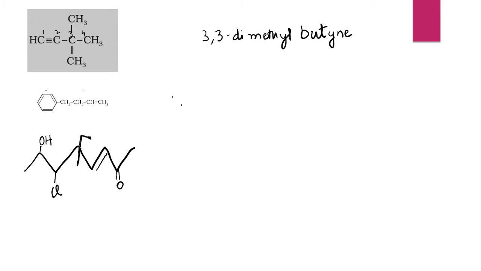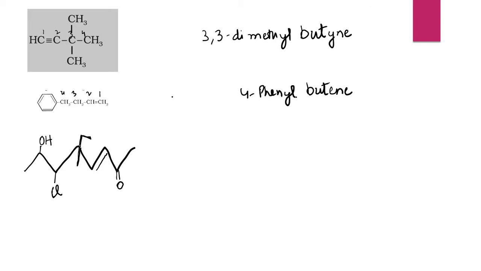Same way we can do the next. Now I'll select the longest chain, giving priority to the double bond. So I will start numbering from here. So it is 1, 2, 3, 4. At 1 position I have a double bond. So first, 4 means but. We have a double bond at 1 position, so ene, and at 4 position I have a phenyl group, so I'll write 4-phenyl. This is how we name it.